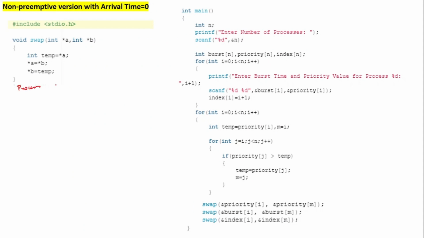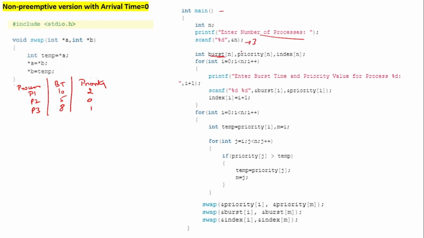We have the process, we have the burst time, and we have the priority associated with every process. So we had three processes with burst time as 10, 5, 8, and this is the priority. So what I do, I start with the main function. I enter the number of processes. So the number of processes here is 3, n is equal to 3.